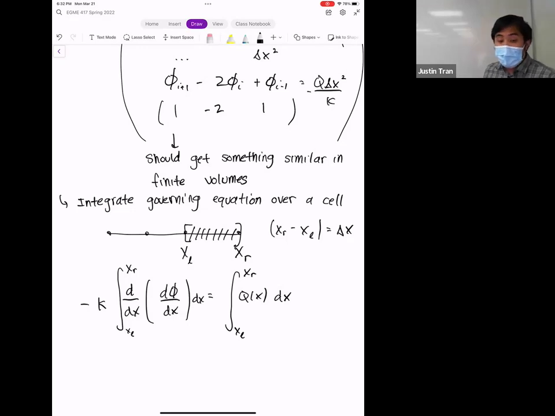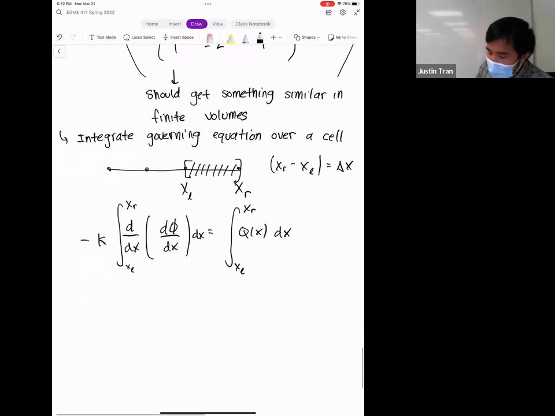Here we're going to need a little bit of help, because we can't evaluate these integrals, since we don't know the functional forms of these functions. But we can use the integration rules that we talked about earlier today. For this integral right here, we're going to use the divergence theorem. And for this integral right here, we're going to apply the trapezoidal rule.